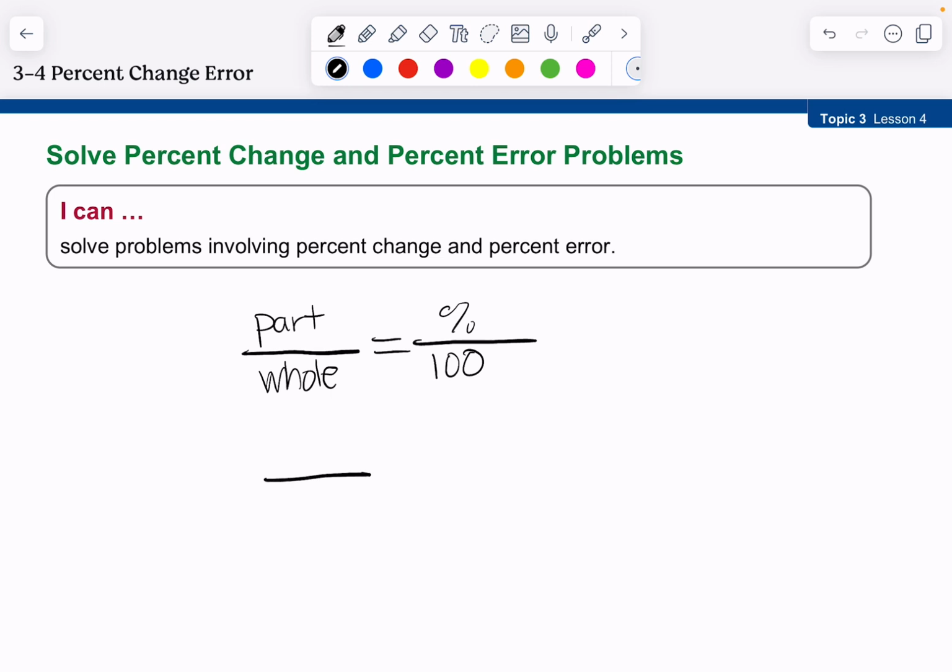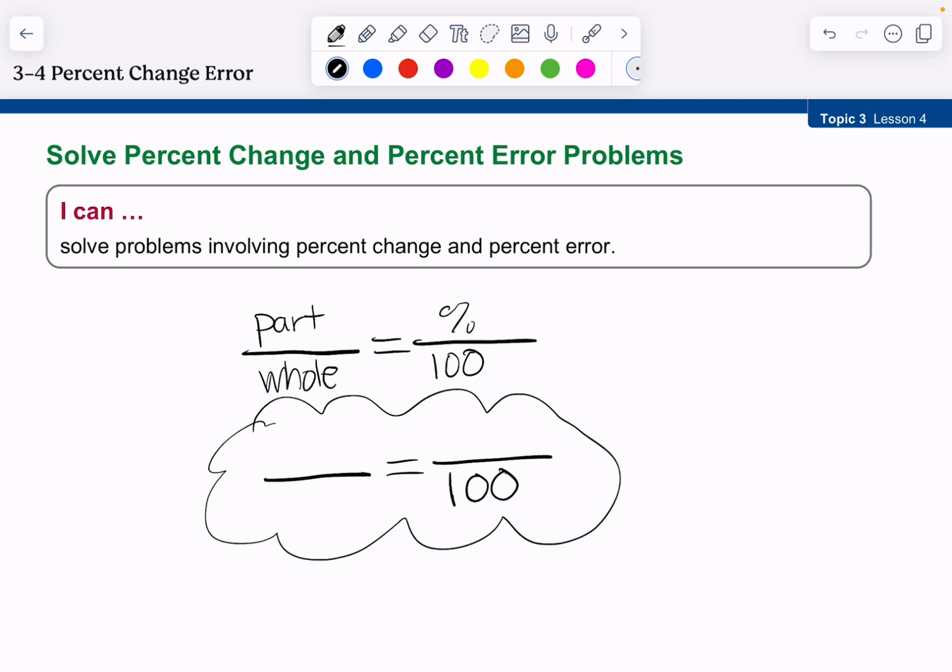I also want to remind you that even if you're completely stumped and you don't know what to do, this is usually a good starting point, and you can start filling in that proportion. What we're going to do is tweak this percent proportion to help us solve percent change and percent error problems.